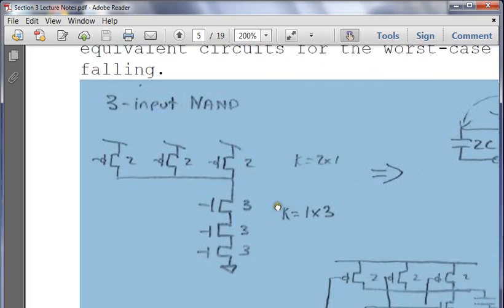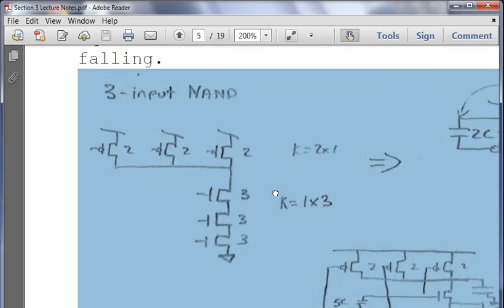All right, so we have our conventional 3-input NAND gate. We start with the K ratios. For the NAND gate, you only have to go through one PMOS to get to the output, so K equals 2 times 1. Here we can find our K for PMOS is 2 times 1. For NMOS, it has to go through all 3 NMOS transistors to get from ground to the output. So to do the proper RC delay model, we have to find K equals 1 times 3.